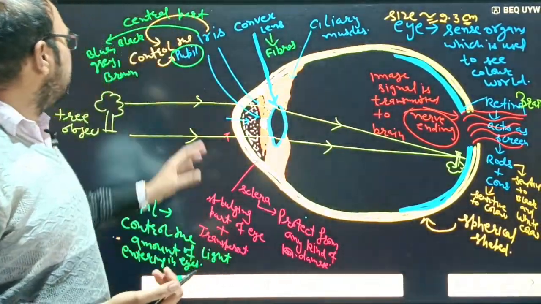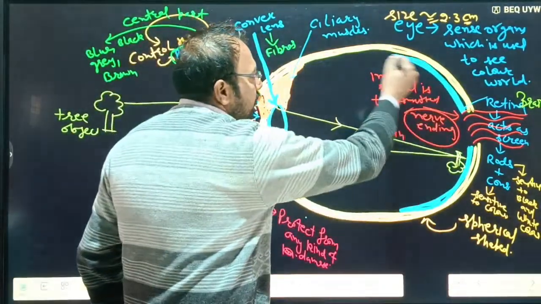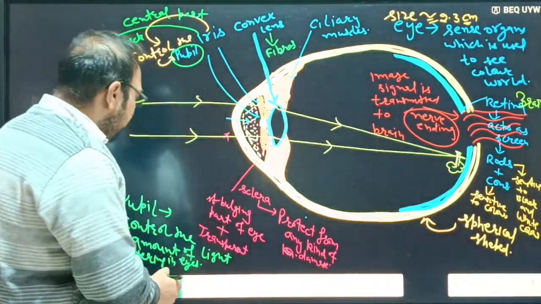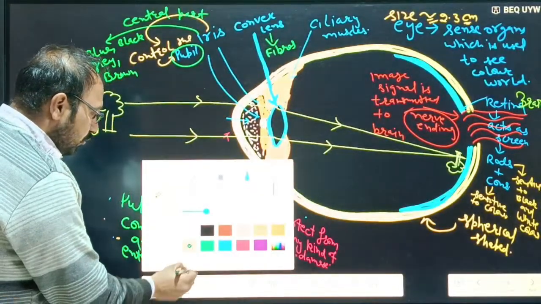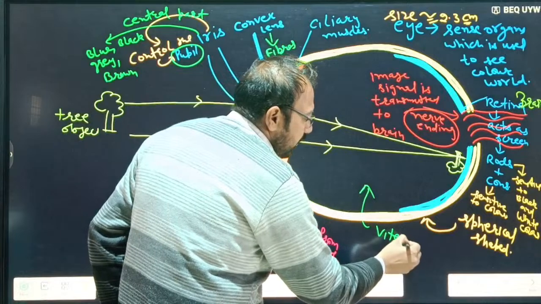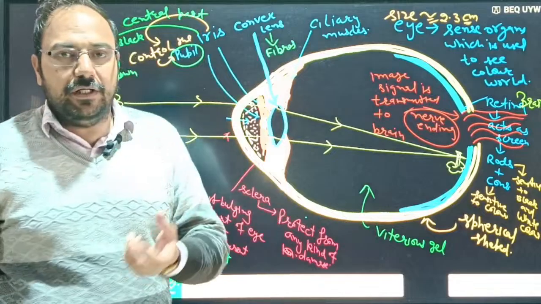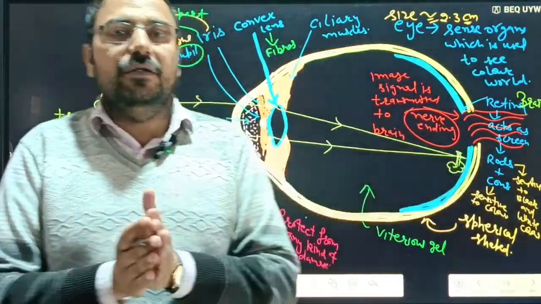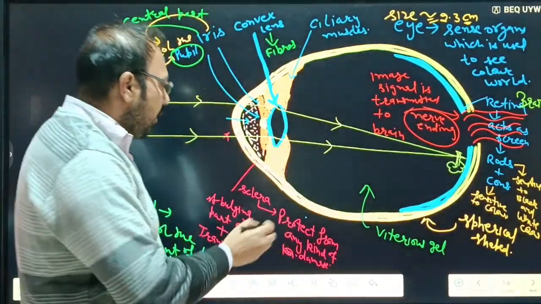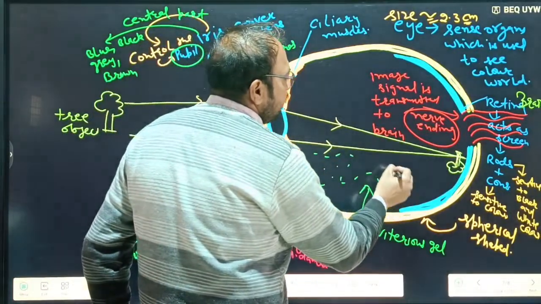So here this is the aqueous humor and here more things. This contains a wide area. This wide area contains vitreous humor or a vitreous gel. So sometimes we write this as vitreous gel. So what is the function of that vitreous gel? To avoid the collapse of the eye. So basically this gel maintains the shape of the eye. So we mark that this is the vitreous gel.